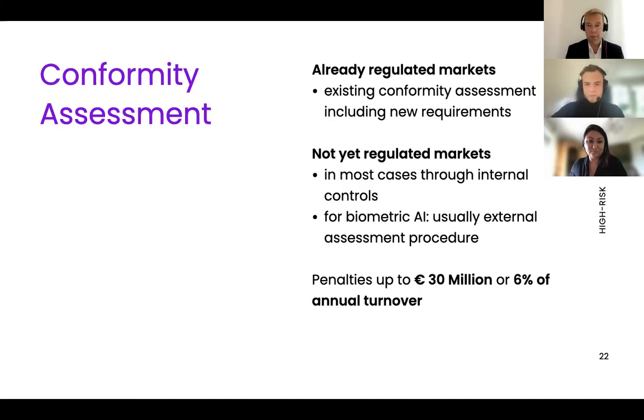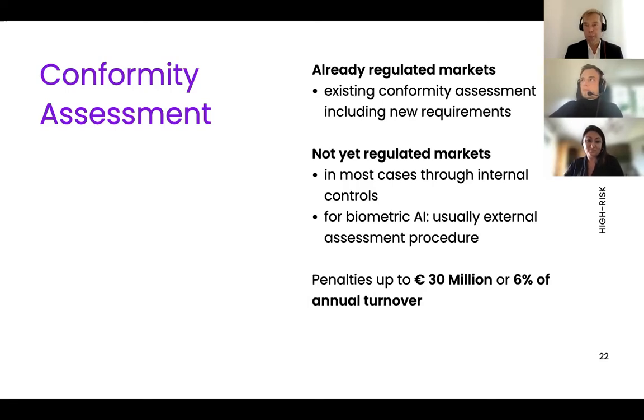For already regulated markets, the same conformity assessment stays in place that has been there before. So the conformity assessment will be the one that's defined in the already existing regulation, but will now include the new requirements, which means that this conformity assessment will not only check the pre-existing requirements, but now also the new AI regulatory requirements. The situation is different for not yet regulated markets.